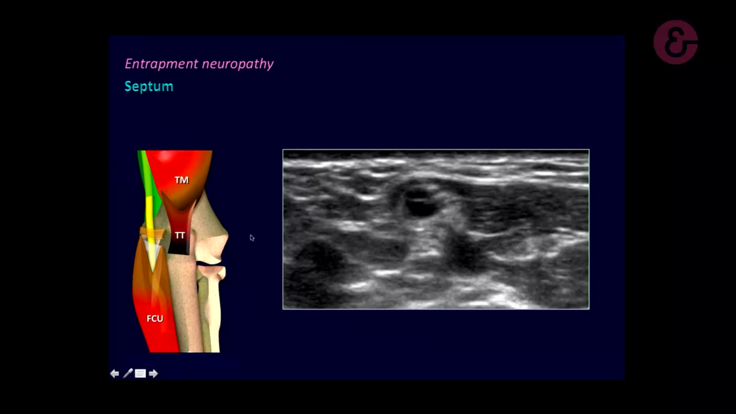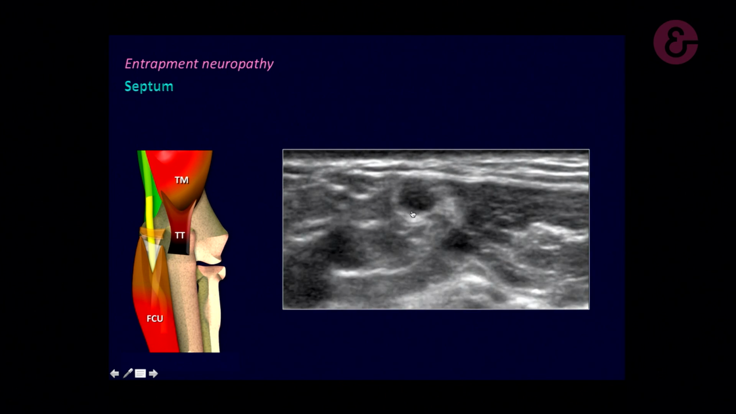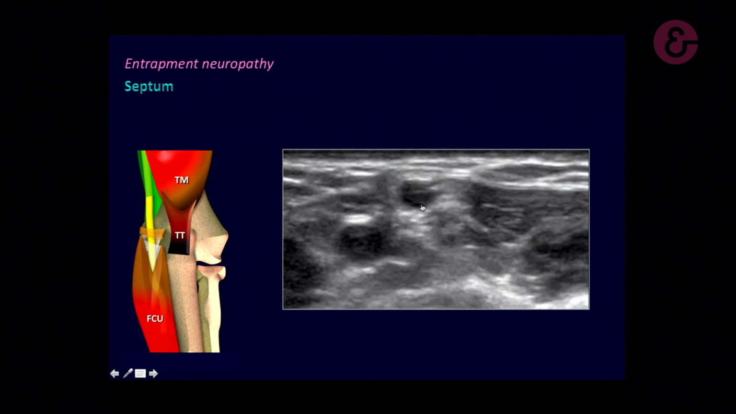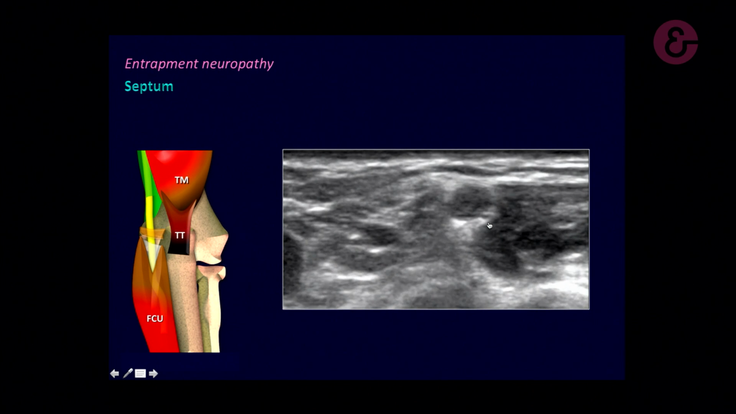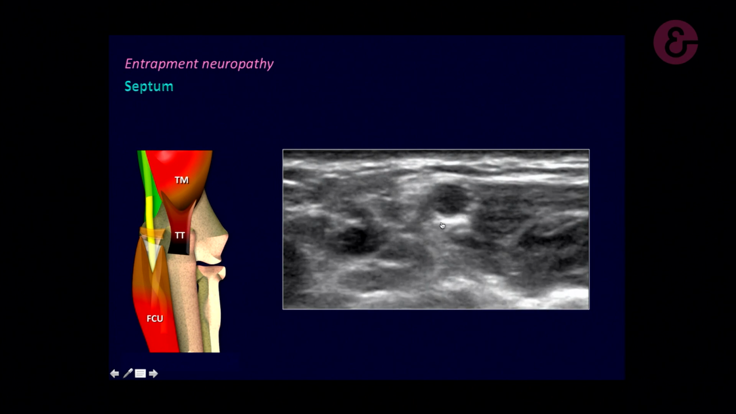This is quite rare. It's a compression at the septum, so at this level. You can see the nerve coming down. The septum is very difficult to see. It's this structure. If I do a dynamic examination, I can see the nerve coming down, going on the septum and going on the other side, up, with a sort of click. It is swollen over there.